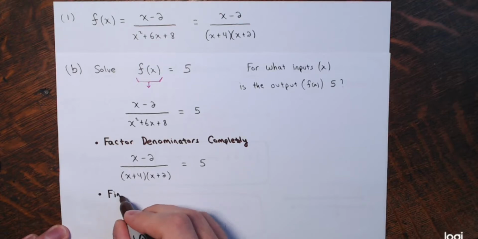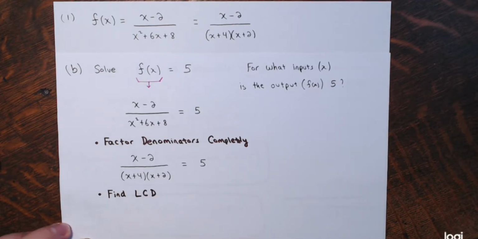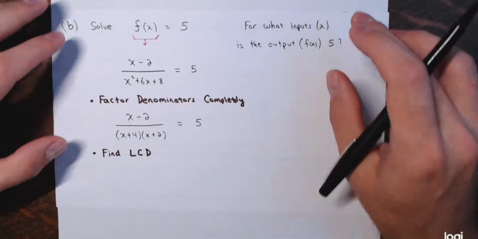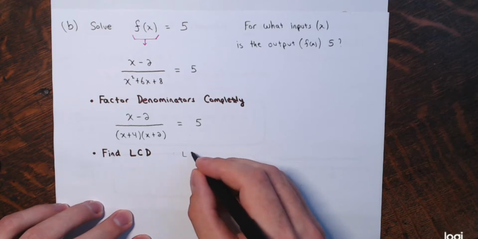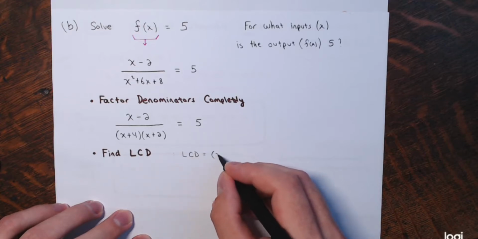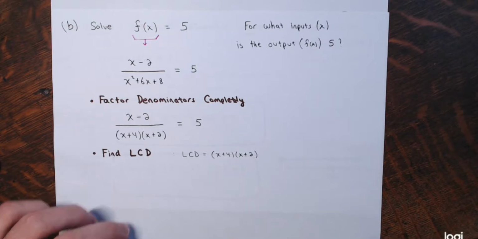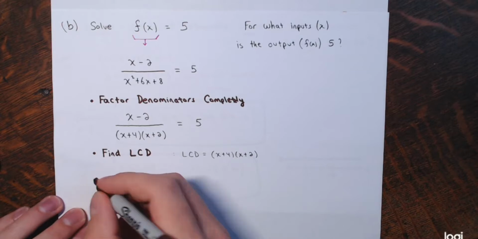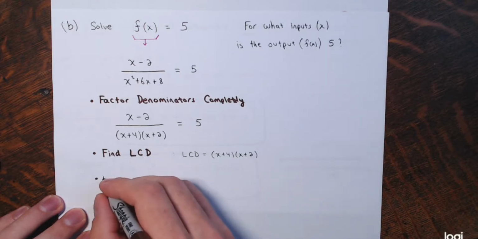Then we find the least common denominator, right? The least common multiple of all the denominators, otherwise known as the LCD, which I have referred to in other videos, and I'm assuming you know what that stands for, least common denominator. So that's simple enough. When there's only one denominator, that is the least common denominator, right? So for this example, the LCD is simply the product of x plus 4 and x plus 2. Then we multiply both sides of the equation by the LCD.